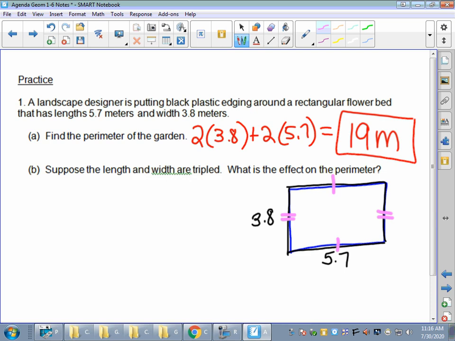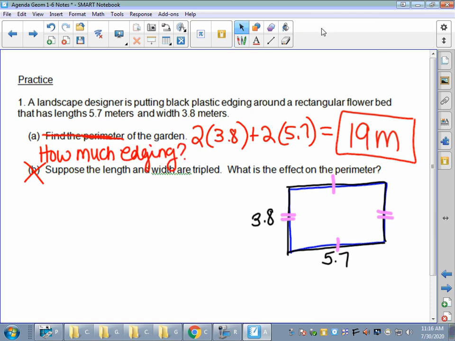We can skip B. We could triple them and then try it again and see what happens, but just finding that and knowing what it's asking. I wish I had changed this and not asked for the perimeter. I wish I would have said, how much edging does he need for this landscape designer? Because then you would have had to know that you were finding perimeter. Made that one too easy.